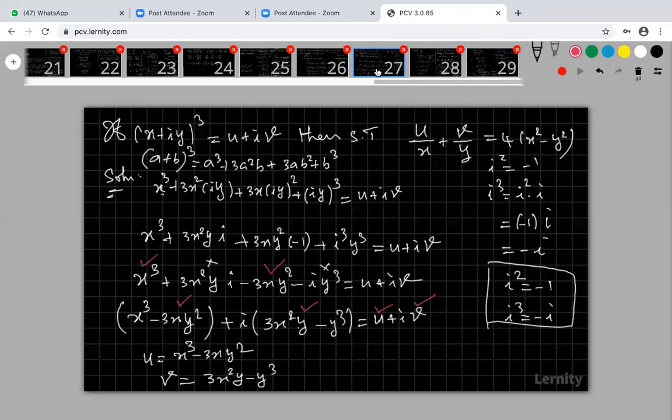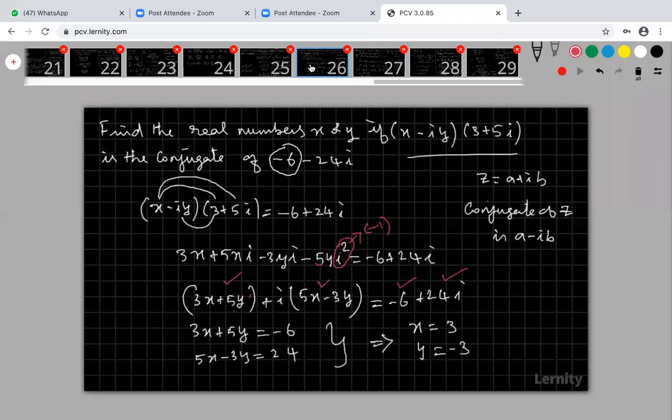Yeah, what is the question number? You want this one, Nakshatra? Nakshatra, are you asking this question or any other question? This one?